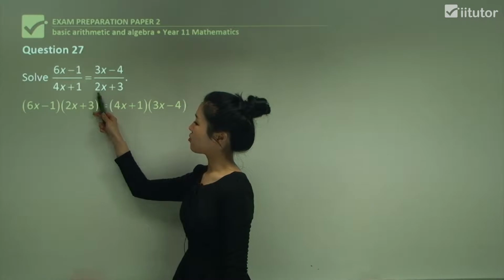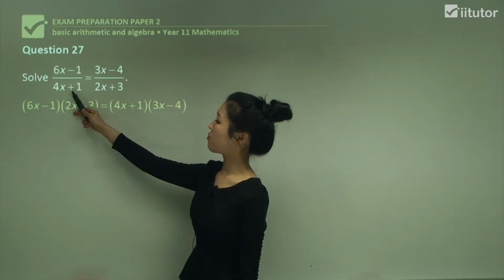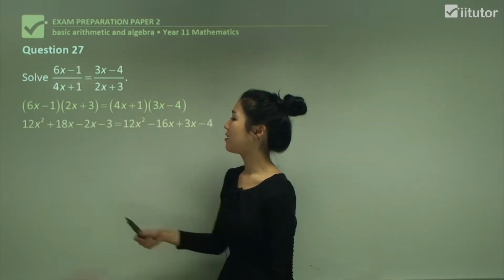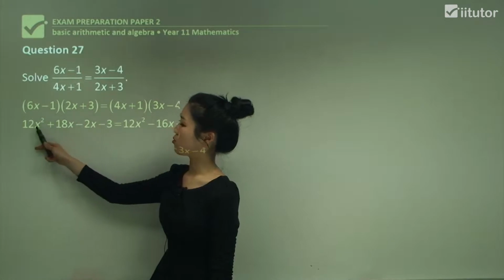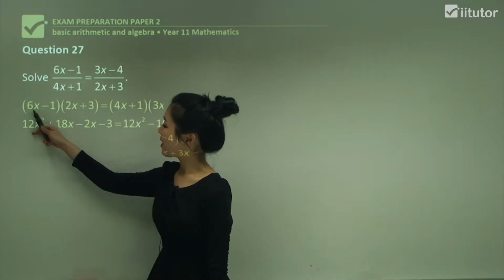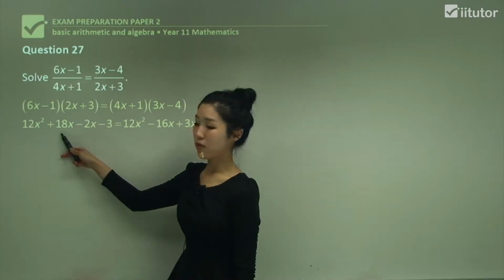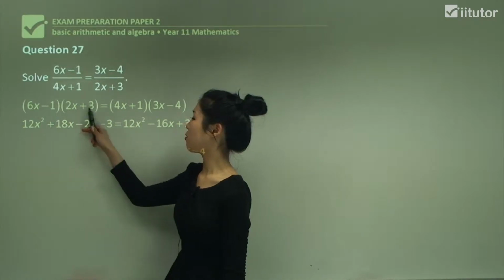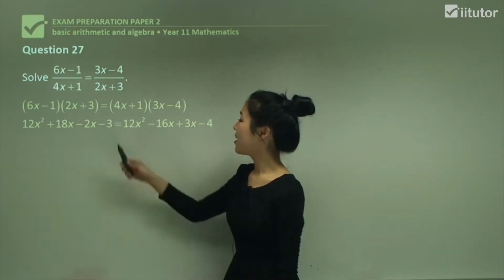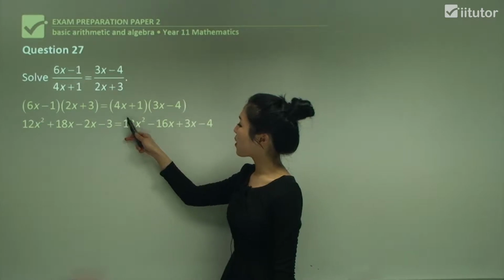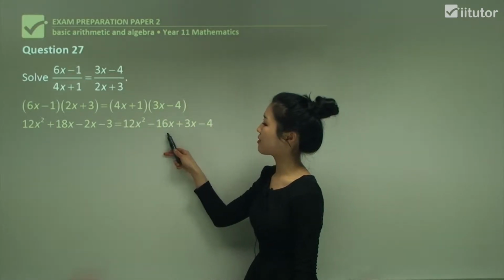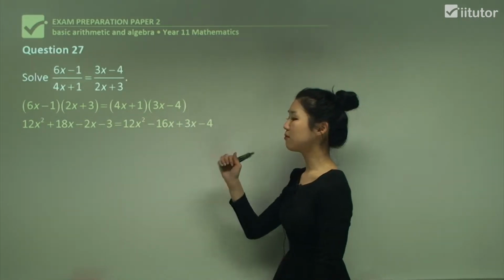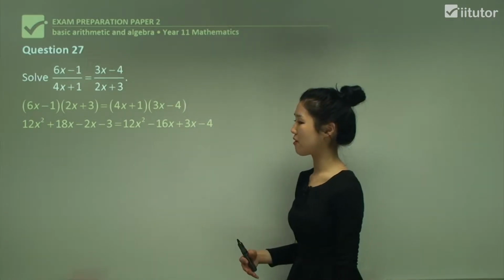So 6x minus 1 times 2x plus 3 on this side, and 4x plus 1 times 3x minus 4 on this side. Okay, and just expand it all out. So this will be 6x times 2x, which is 12x squared, 6x times 3, which is 18x, negative 1 times 2x, which is negative 2x, and negative 1 times 3, which is negative 3. 4x times 3x, which is 12x squared, 4x times negative 4 is negative 16x, 1 times 3x, which is 3x, and 1 times negative 4, which is negative 4. Just some expansion here, guys.